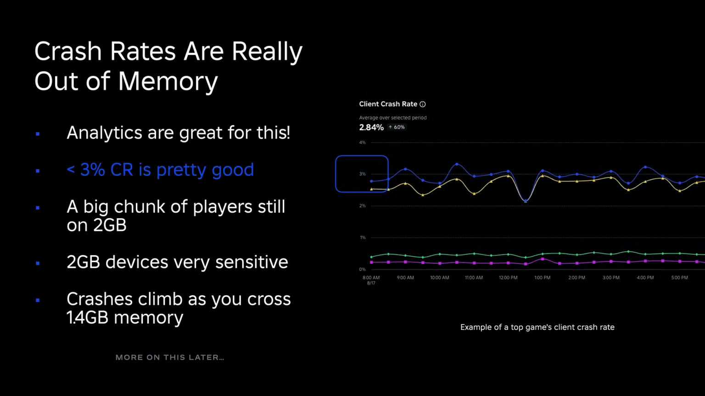because a big chunk of your players are still on 2 gigabytes, and so you really have to be sensitive to that if you want to target all of your player base and have a well-running experience on them.